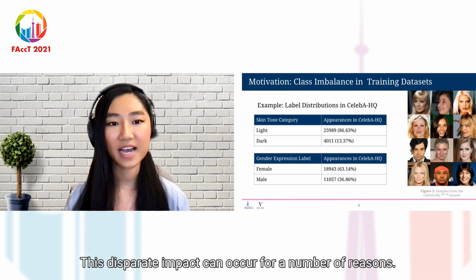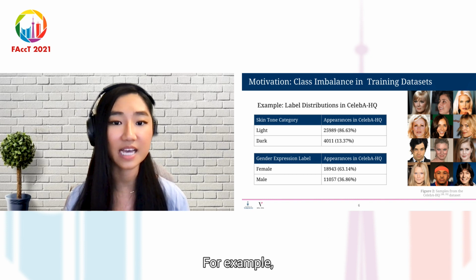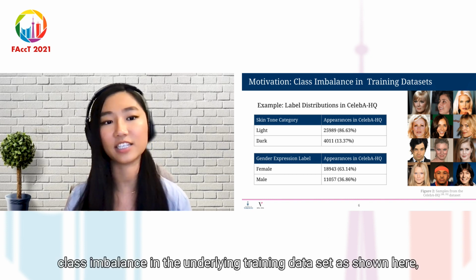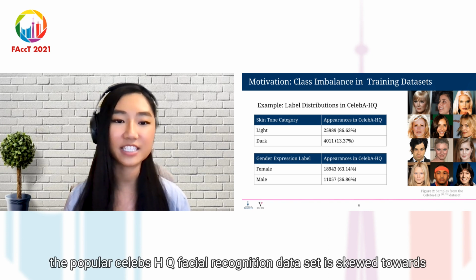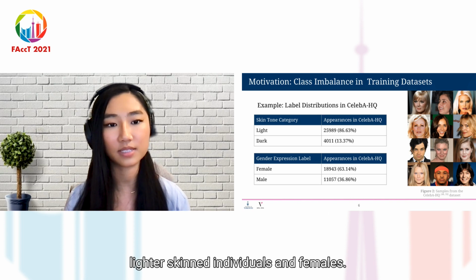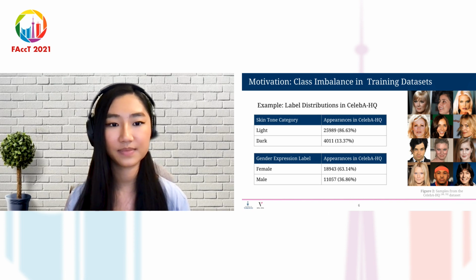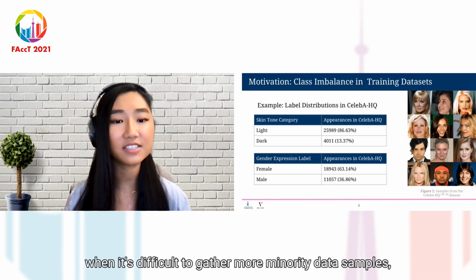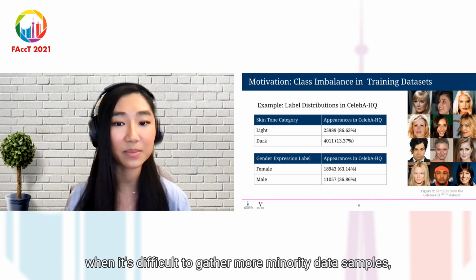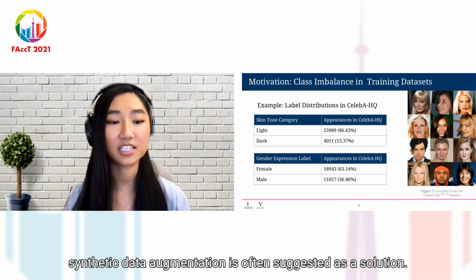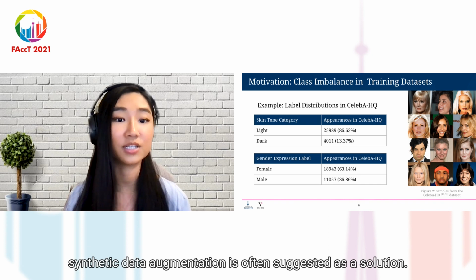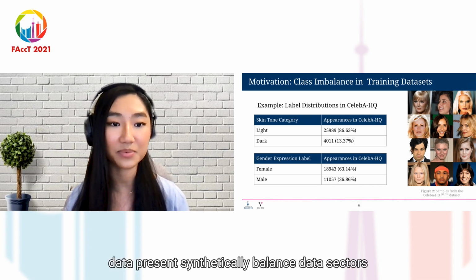This disparate impact can occur for a number of reasons, for example, class imbalance in the underlying training dataset. As shown here, the popular CelebAHQ facial recognition dataset is skewed towards lighter-skinned individuals and females. In such cases, when it's difficult to gather more minority data samples, synthetic data augmentation is often suggested as a solution to bolster the minority group's data presence.